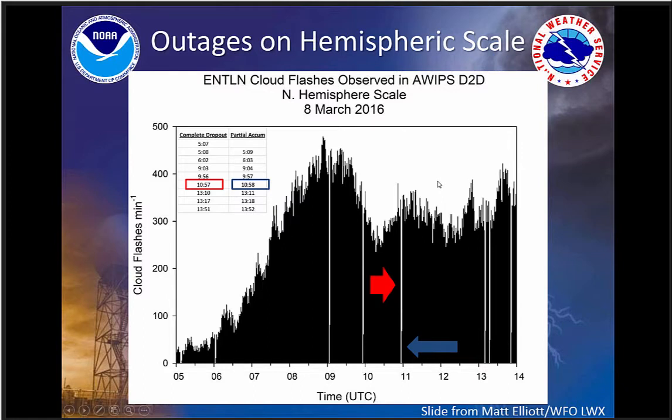Here's an example back from March 8 showing what a data outage looks like, on a northern hemisphere scale. You see there's a ton of lightning activity, and then where the red arrow is, you can see there's a data dropout, all that white space. That occurred at 10:57, and the minute following that, when the data comes back, is not a complete minute of data. So there's what we're referring to as a partial data outage, where the blue arrow is in that minute.